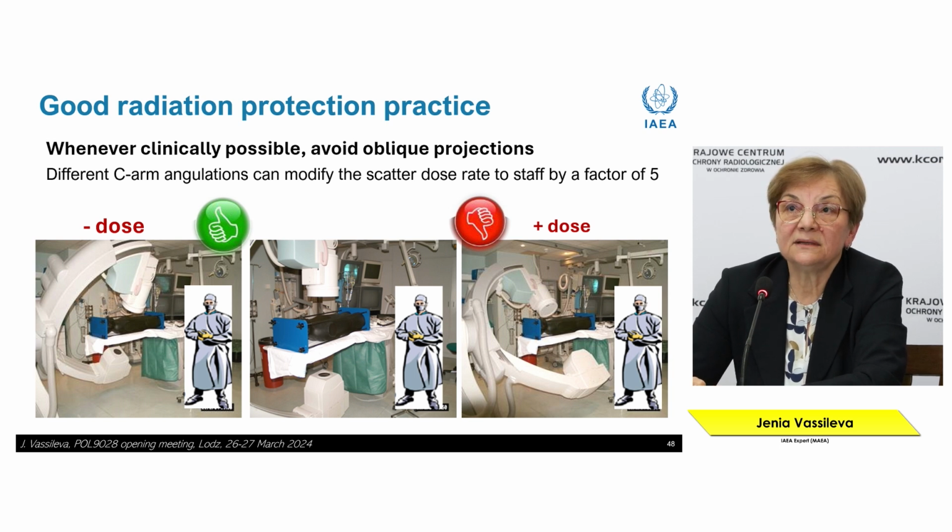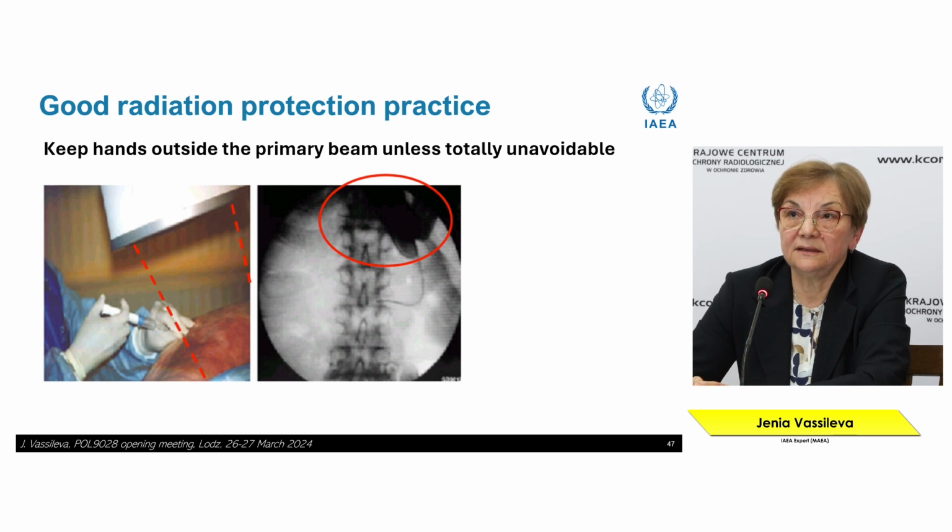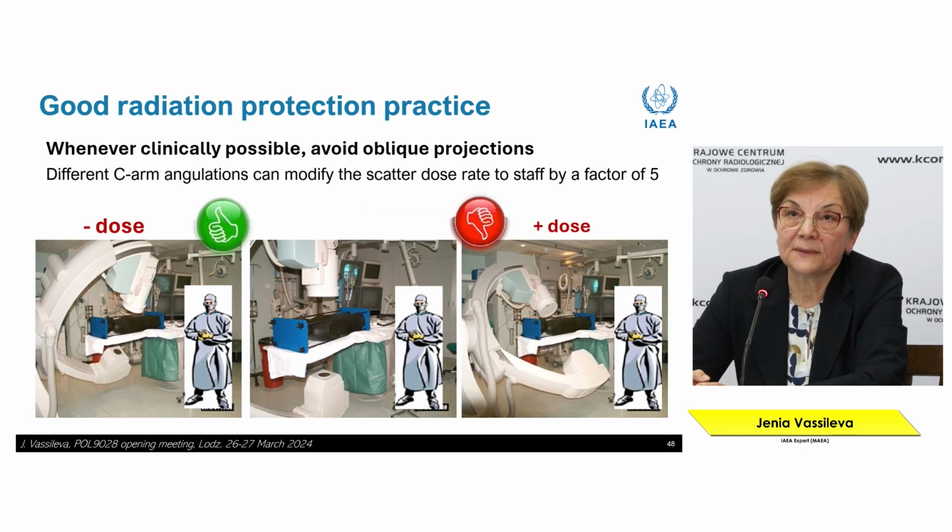Another comment here is that when the hands are in the beam, this also increases the dose rate because the automatic dose rate control senses the thicker object and increases the kV and mA. Whenever clinically possible, oblique projection should be avoided. Of course, they cannot always be avoided, especially in procedures. There are procedures that need oblique projections.